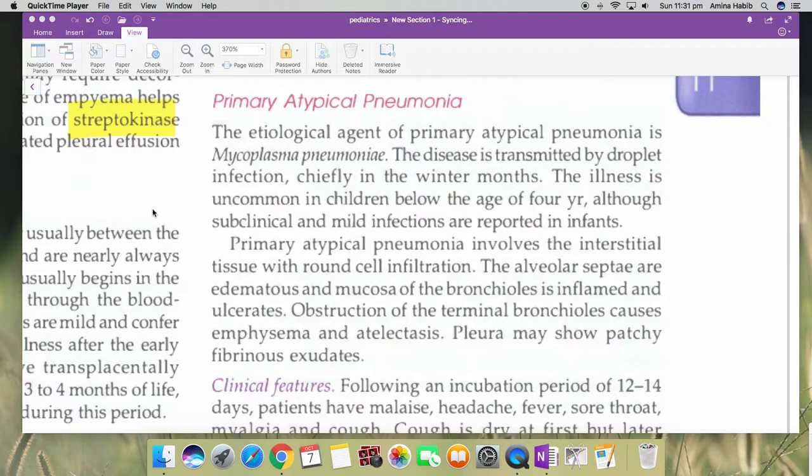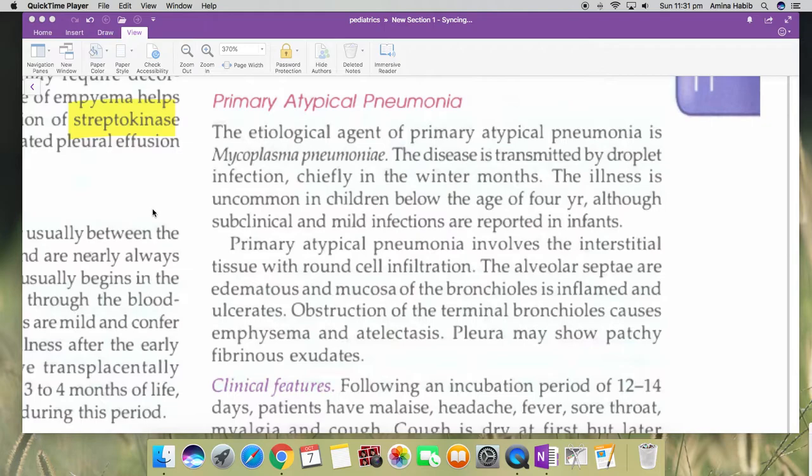Cough is dry at first, but later associated with a mucoid expectoration, which may be blood-streaked. Dyspnea is unusual. That means usually the child is very comfortable. Other features like fever, headache, malaise, and cough may be there, but dyspnea is unusual. There are very few physical signs except mild pharyngeal congestion, cervical lymphadenopathy, and a few crepitations. When you examine, the child will be fine, with no dyspnea and not toxic looking.